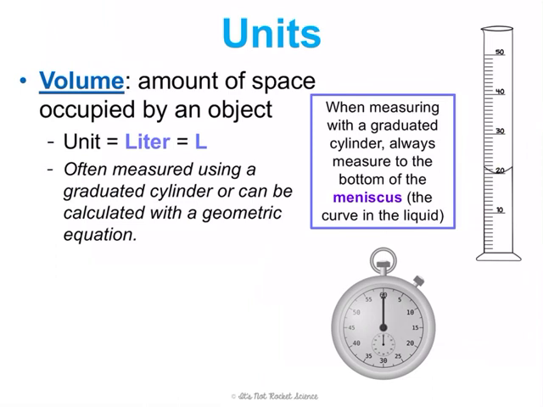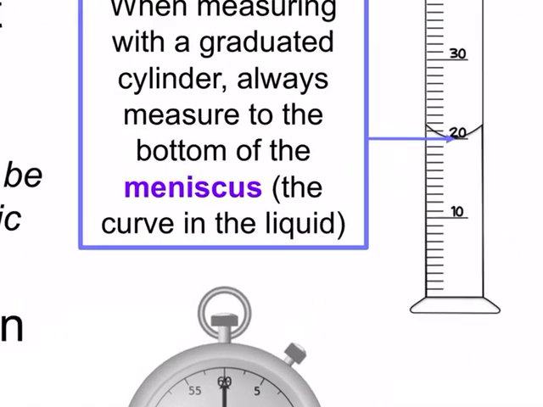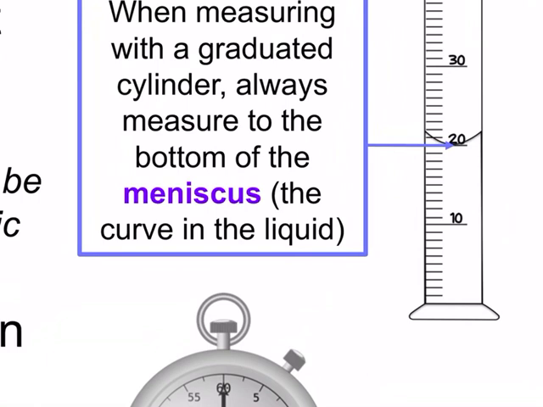When you're measuring with a graduated cylinder, you always measure to the bottom of the meniscus, which is the curve in the liquid. Right, so it's this right here. So when you look at it at eye level, there's a slight curve in that liquid. Right, and you always want to measure to the bottom of that for it to be accurate.